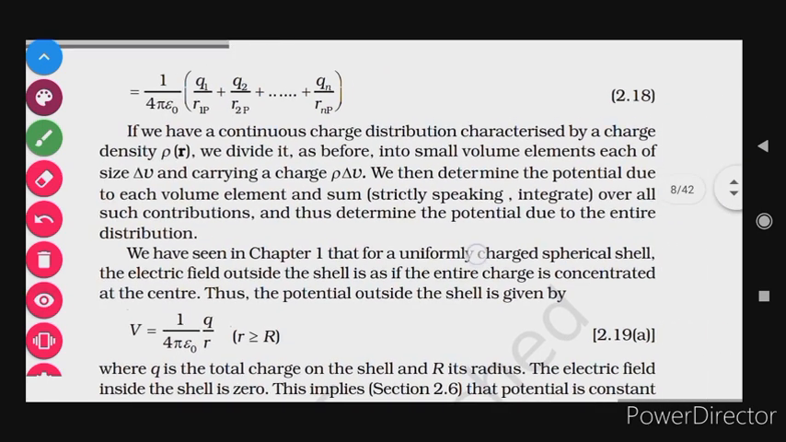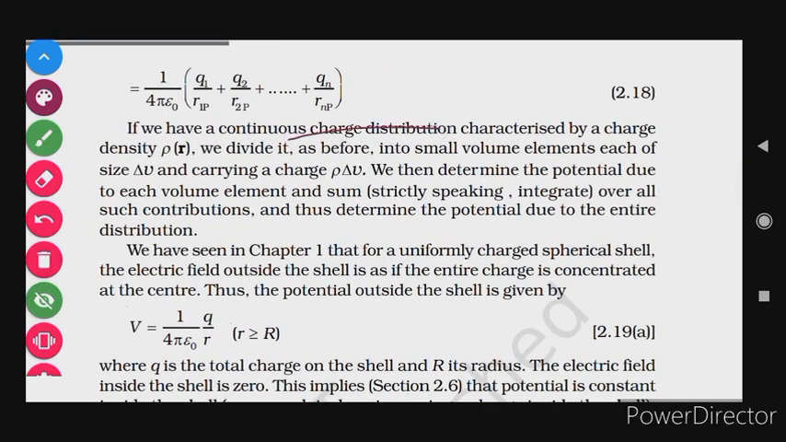Now, if we have a continuous charge distribution characterized by a charge density rho(r), we divide it as before into small volume elements, each of size delta v and carrying a charge rho delta v. For a continuous charge distribution we found the electric field in our previous chapter. Similarly here, we have to find the potential due to a continuous charge distribution.